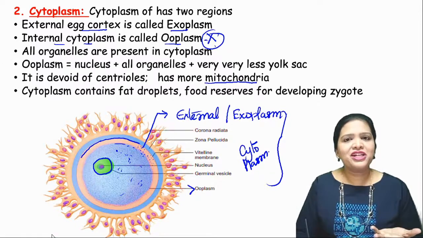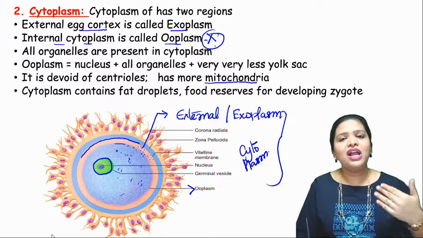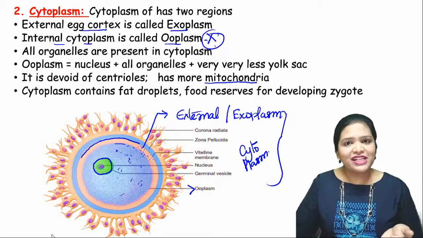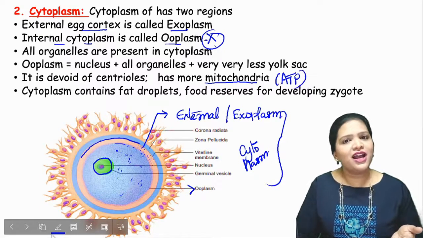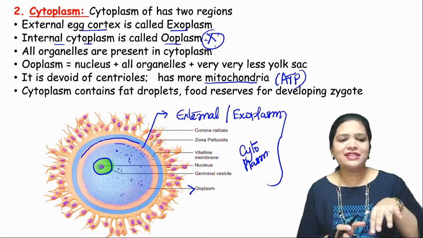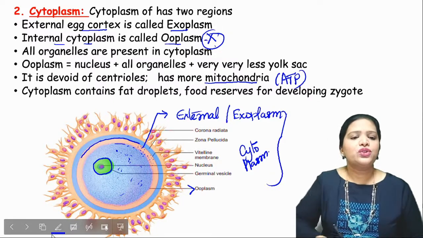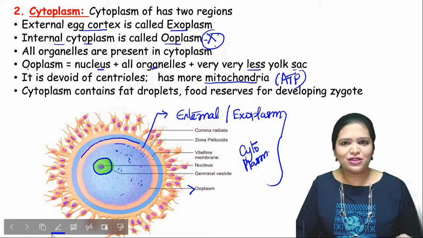Why is mitochondria present? Because after fertilization, the cell has to undergo cell division, so it needs more energy. In order to provide the energy, it needs mitochondria, right? It needs ATP. So mitochondria is present more in this cytoplasm. This ooplasm has the nucleus, all the organelles, and very little yolk together called the ooplasm.